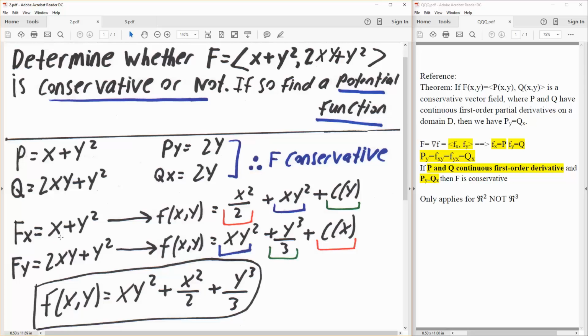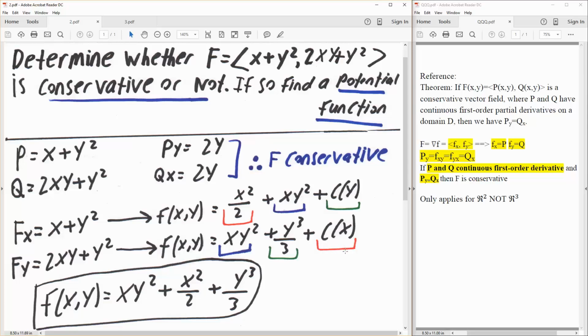By taking the integral with respect to x, we would get x² divided by 2 plus x times y² plus an arbitrary constant c(y). It's the opposite, so it's x, so we have arbitrary constants in terms of y. And now we do the same thing for f_y. We integrate with respect to y, so we have 1 plus 1 is 2 divided by 2, so we would get x times y² plus y³ divided by 3 plus c(x), an arbitrary constant in terms of x.